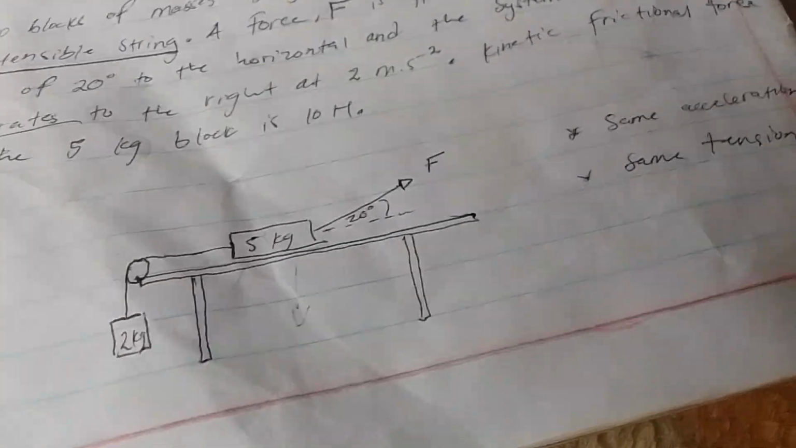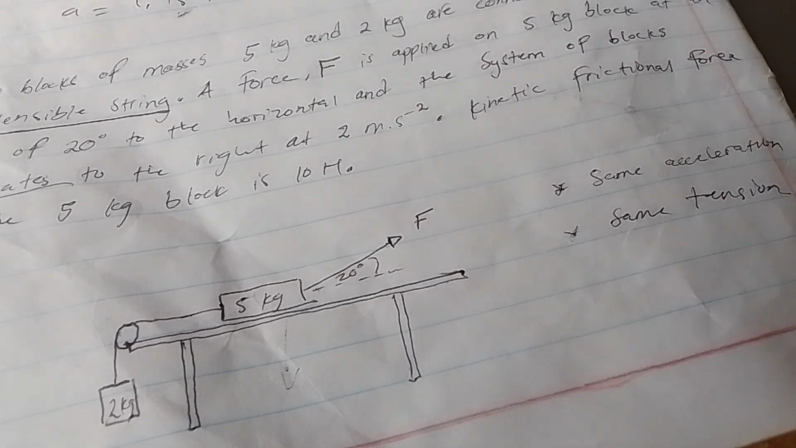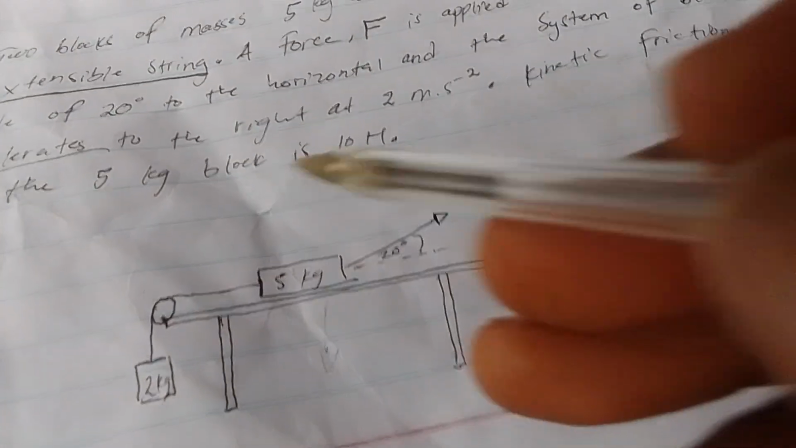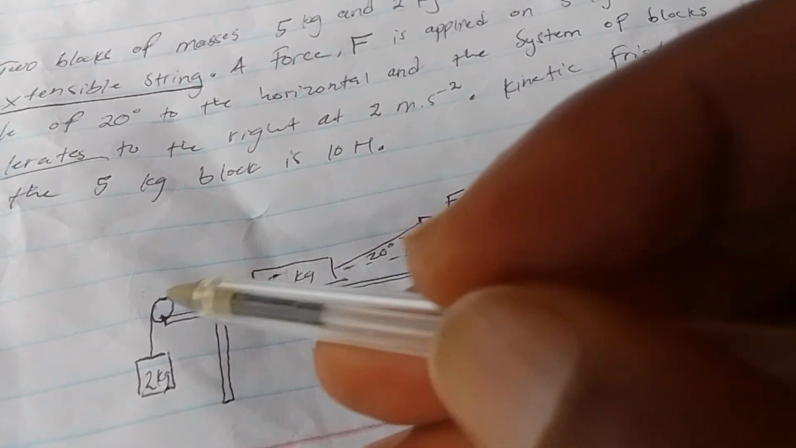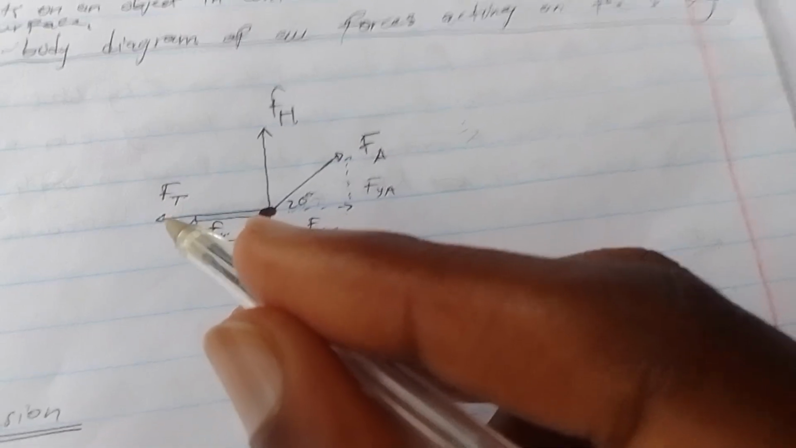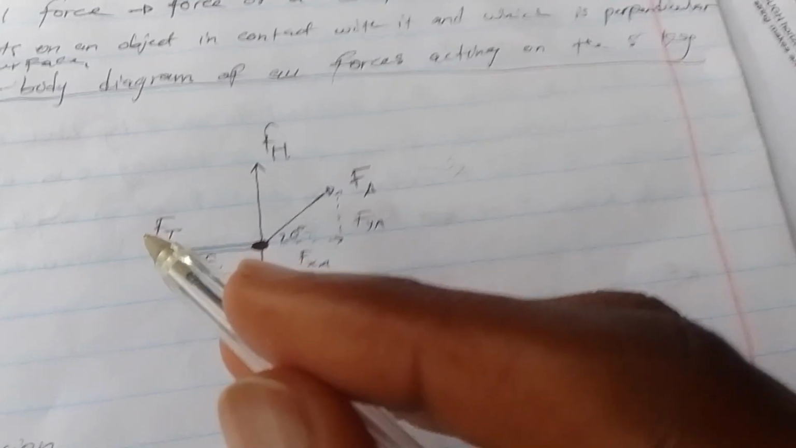So the tension is acting either way, on our 5 kg block and on our 2 kg block, but what matters now is the direction. As I've explained before, the 5 kg block is exerting a force on our 2 kg block, which is tension, just as I've drawn here. So the tension will act where? Towards our 2 kg block, because our 2 kg block is the one that is being pulled.